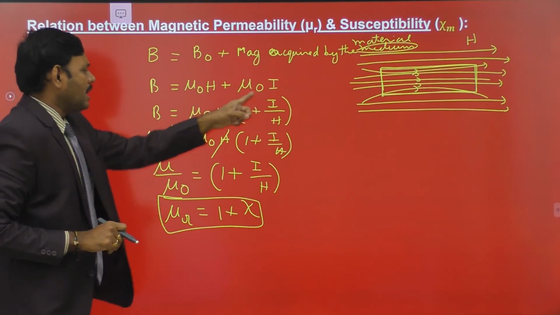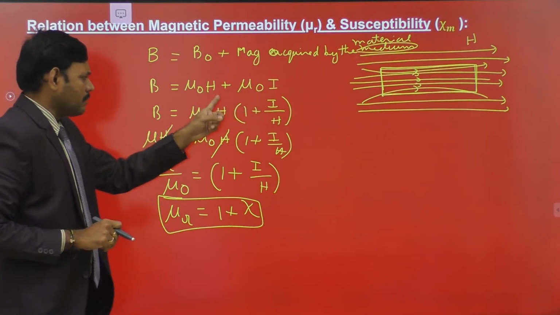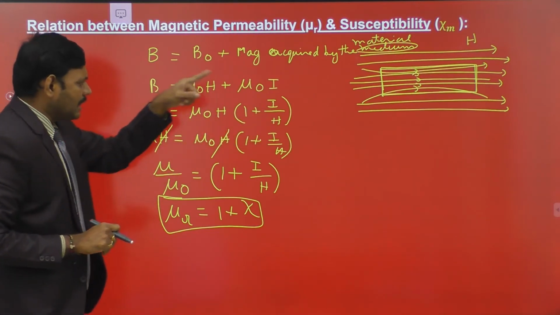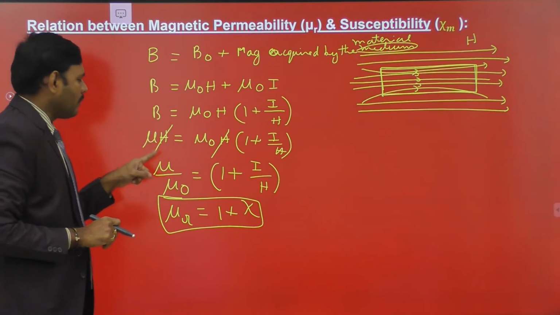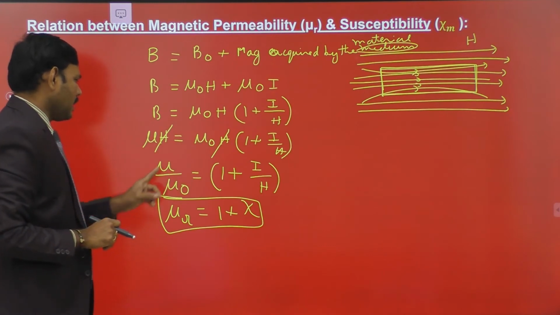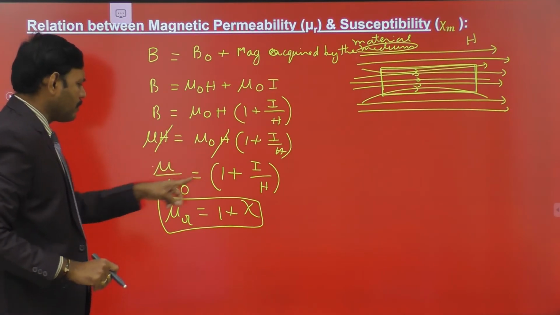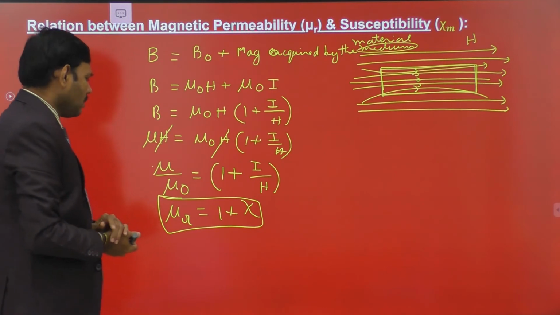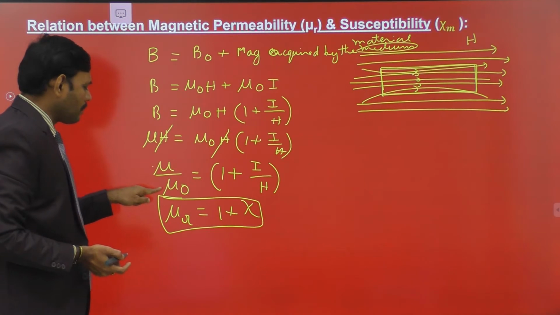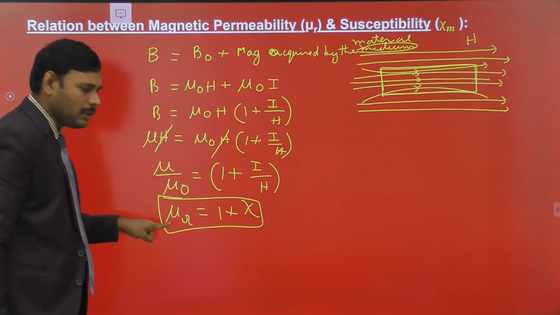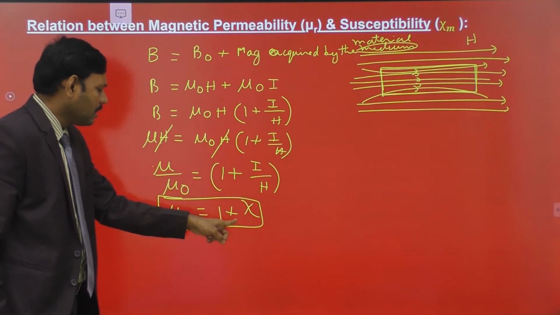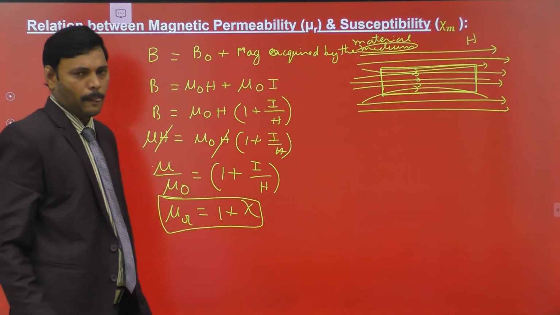Then let mu naught H be common from these two terms on the right hand side, 1 plus I by H. And the magnetic field in the given medium is mu H, where mu is the absolute permeability of that medium. H cancels on both sides. Then take cross multiplication. Mu by mu naught is equal to 1 plus I by H. We know that the ratio of absolute permeability of any medium to the permeability of free space is relative permeability, and the ratio of intensity of magnetization to the magnetic intensity is susceptibility. Then mu r is equal to 1 plus Xi.